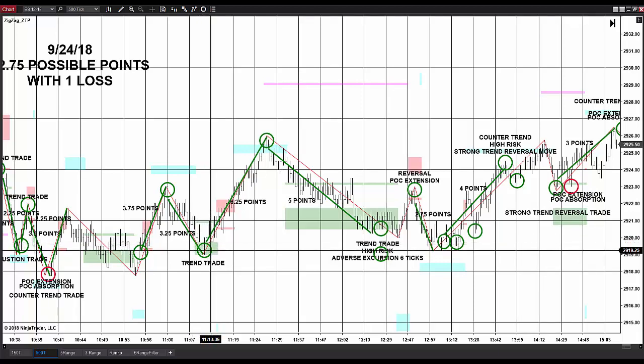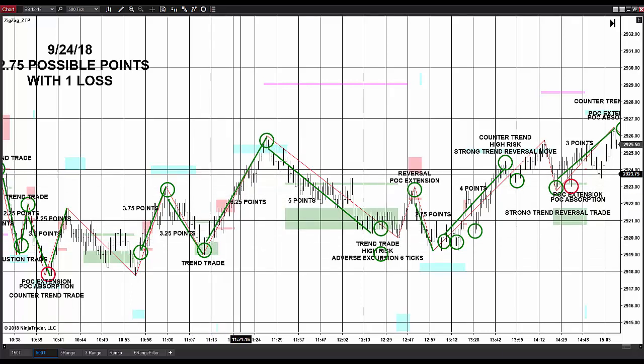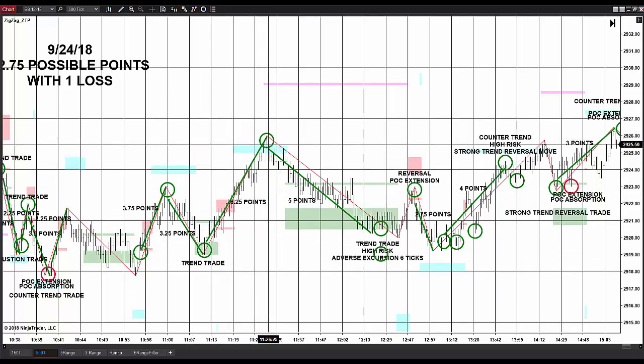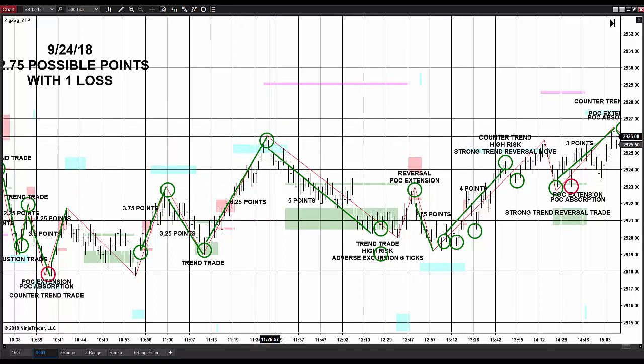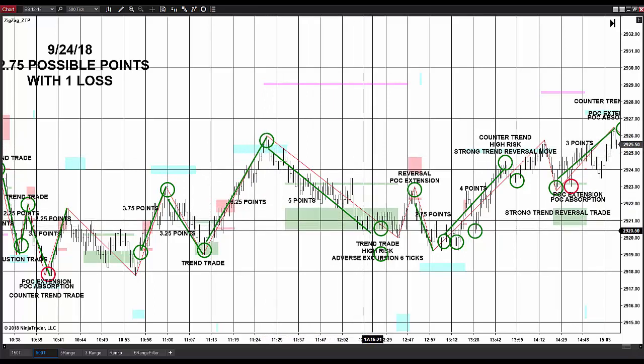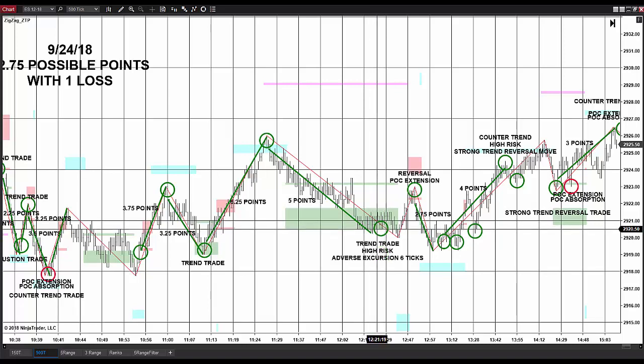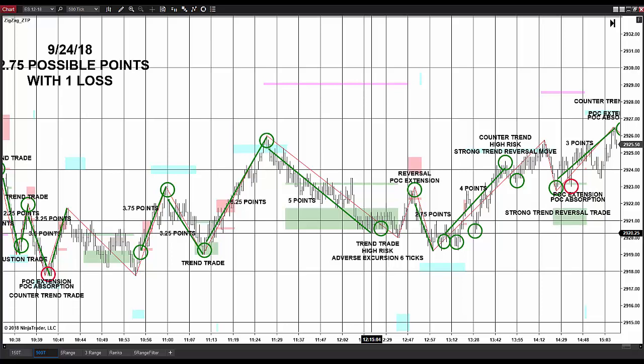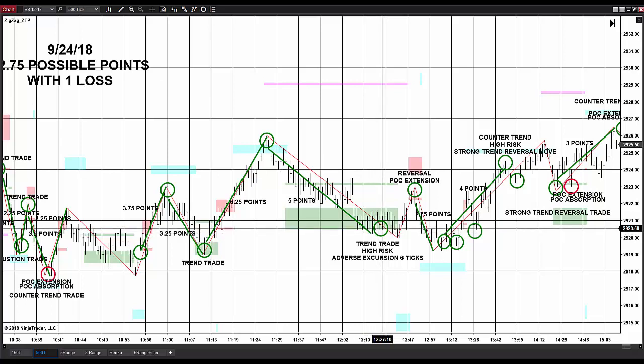So we have the entry here, and that entry is good for a total of 6.25 points until we trade into another counter trend trade up here. Taking that counter trend trade down, we would get approximately 5 points out of that. And the signal again develops down here. I'm labeling it high risk because at this point it was only created after we had 6 ticks of adverse excursion. So for that reason, I'm labeling that high risk and not initiating a trade from here.